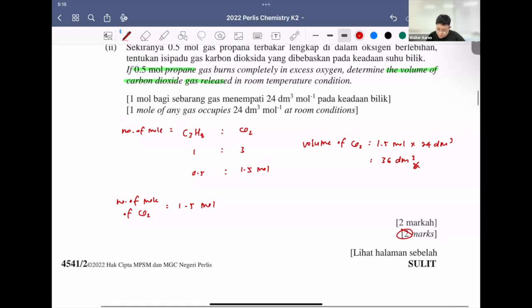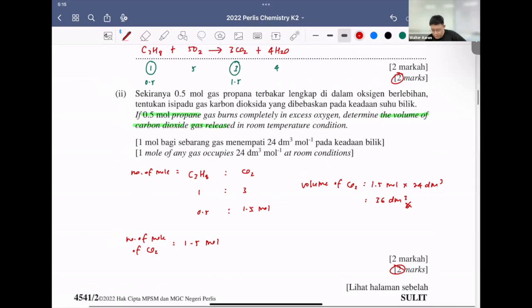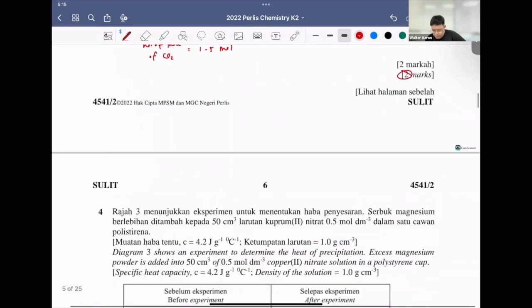Now the question did not actually ask you to write anything in a specific unit, so you can write either in dm cube or cm cube. It doesn't actually really matter. It's entirely up to you. So that's pretty much for that particular question. Let's move on to the next one.